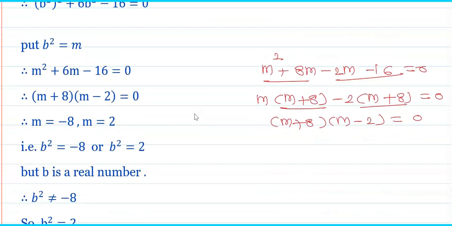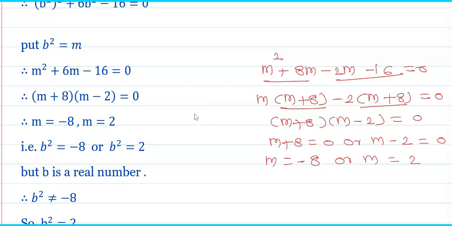Therefore m plus 8 is equal to 0, or m minus 2 is equal to 0. Here you will get m is equal to minus 8, or m is equal to 2. But what does m mean? b square. b square is equal to minus 8, or b square is equal to 2.